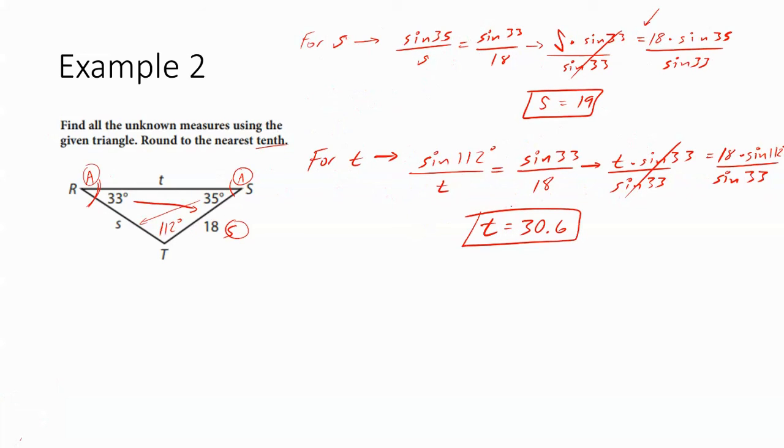So again, I kind of use what's given. I have an angle and an opposite side length. That's a great one for reference to solve for either S or T. Doesn't matter which one you solve first. Just be careful on rounding and what sides you're using.